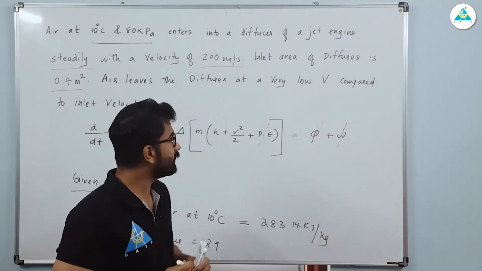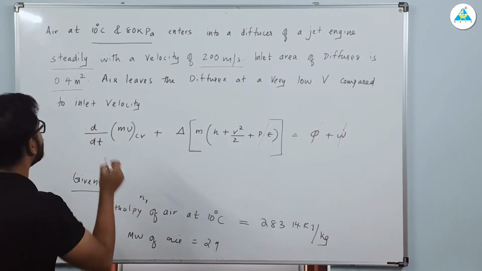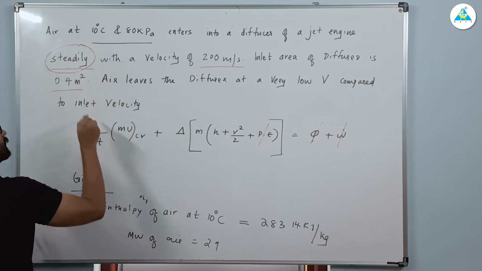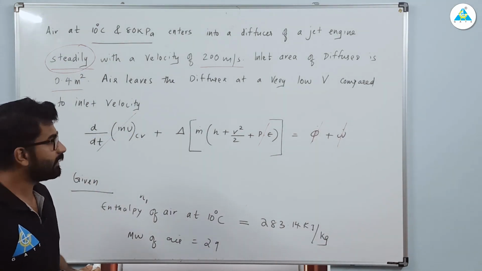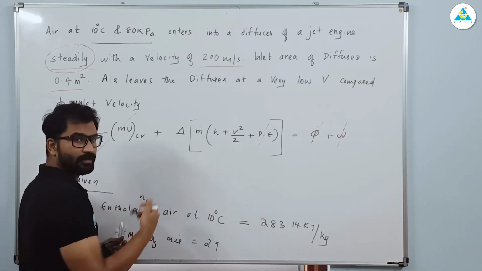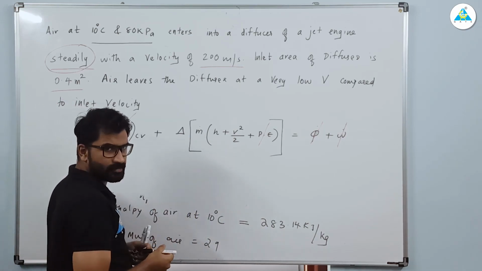So all these values are cancelled. Now remember, in the question they have mentioned steadily, so the d by dt term is also cancelled. Clear? It's a very simple thing. Now elaborate this equation. This is outlet minus inlet.